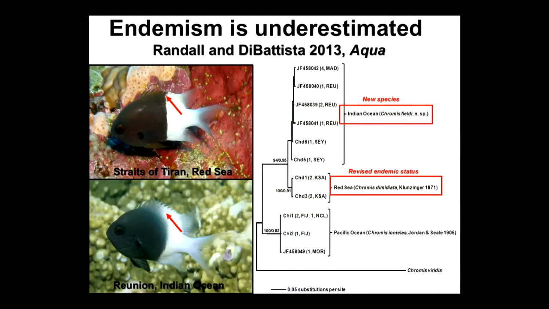And then when we added some of the genetic data in, this all seemed to fit: these formed reciprocally monophyletic groups, so they're highly divergent from each other. We ended up calling the Indian Ocean fish a new species, Chromis fieldi, and the Red Sea form is now endemic to the region. And the more fishes we look at, the more we find that genetics are helping us to reevaluate some of these taxonomic classifications, and we're discovering more endemic species.